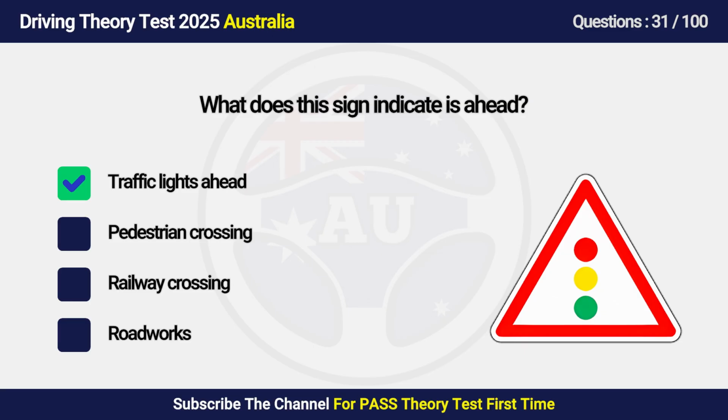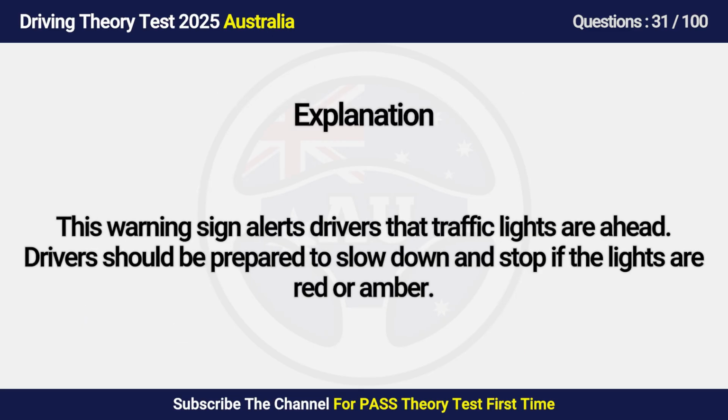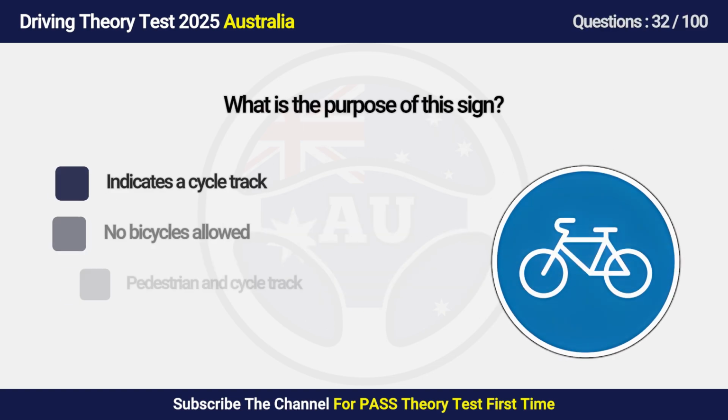Answer is A. Traffic lights ahead. This warning sign alerts drivers that traffic lights are ahead. Drivers should be prepared to slow down and stop if the lights are red or amber. Question 32. What is the purpose of this sign?